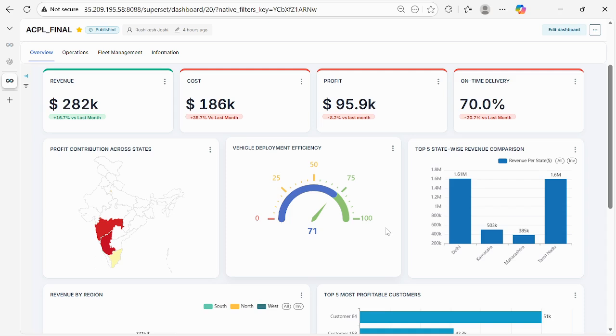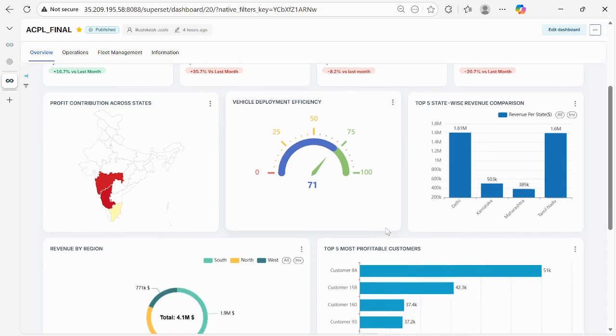Profit by state. This chart complements the map by allowing a direct comparison of profitability between states. This view helps align regional performance with operational strategies and cost structures.